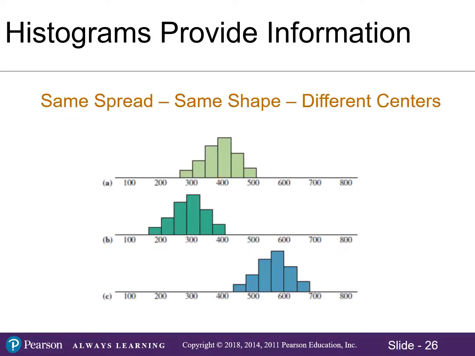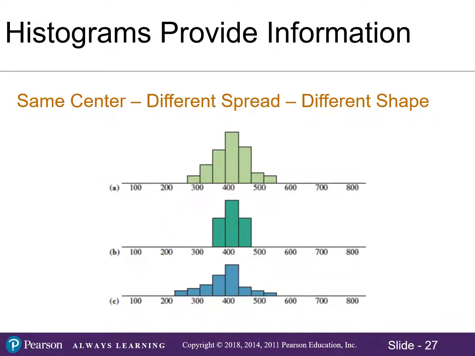Here we go. So here's the same shape, but different centers. Centered about here, here, and here. So it actually shows you that, on average, the blue group is much higher than the green groups. Trippy, right? And then same center, different spread, different shapes. This is kind of interesting because although these are all the same on average, there's a lot more variation in group C.